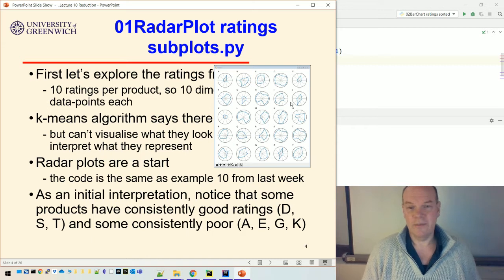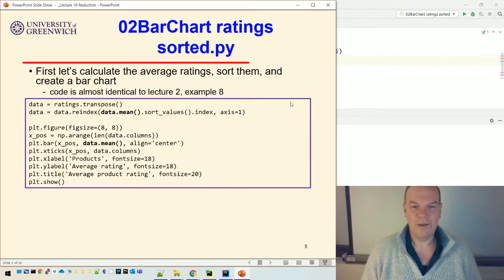It might just be that, you know, one lot is the good ratings, one is the poor ratings, and then there's a couple of other clusters in the middle. But we don't know that. So first of all, a start would be to try that out. Okay, so let's calculate the average ratings and sort them and create a bar chart.